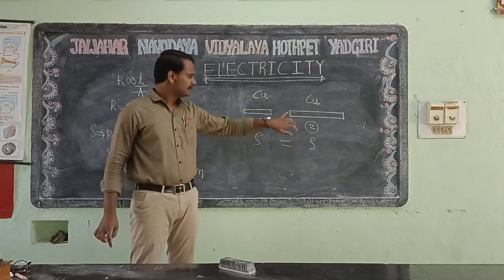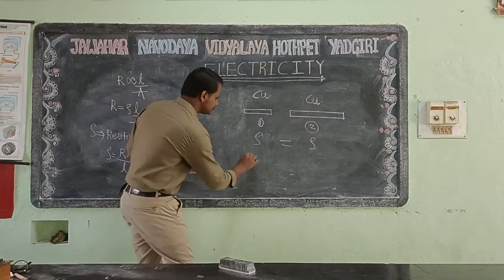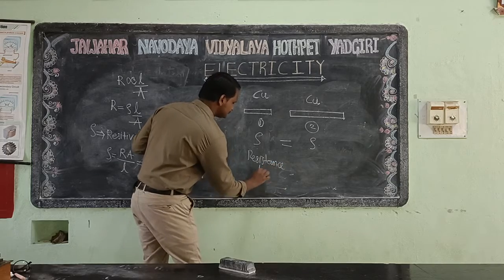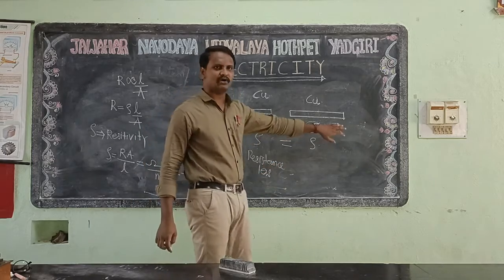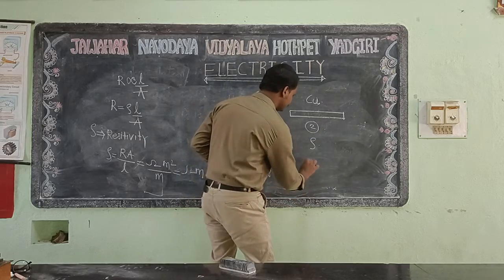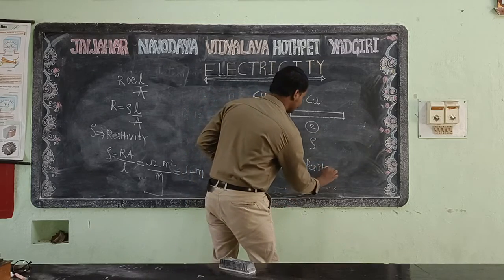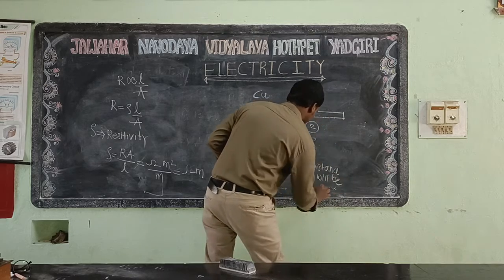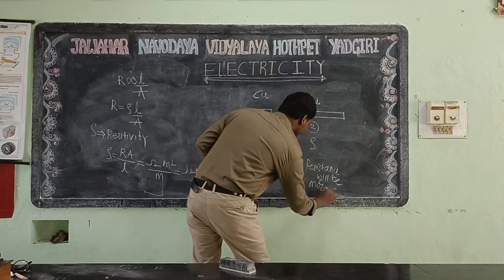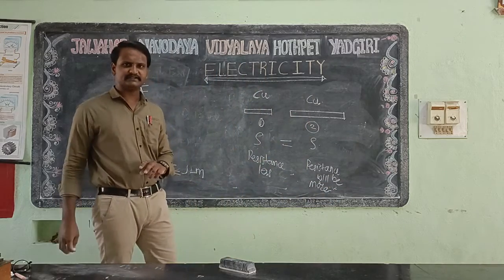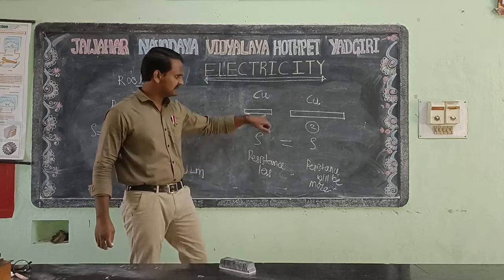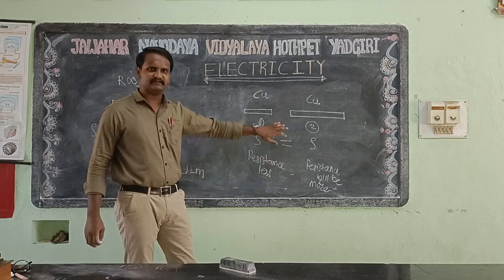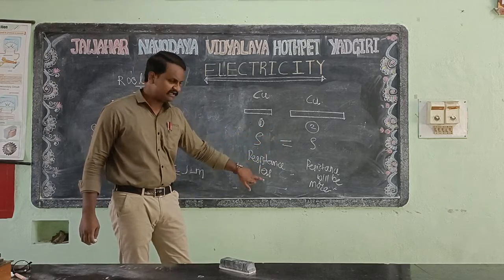But in the first case, the resistance will be less, and in the case of the second copper wire, the resistance will be more. As the length increases, resistance increases. As the length decreases, resistance decreases. This is the difference between resistivity and resistance.